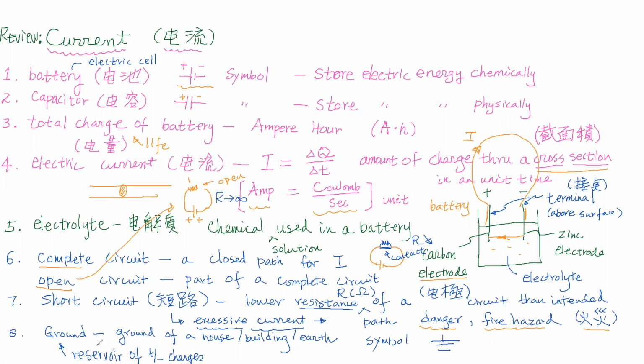Ground. Ground is earth. That's one really good example. Its symbol looks like this: the three bars, long, short, long, medium, short. It's a reservoir, 储存, of plus and minus charges. In the earth, you have lots of plus and lots of minus inside the atom. So that is a ground. Okay, we're going to continue.